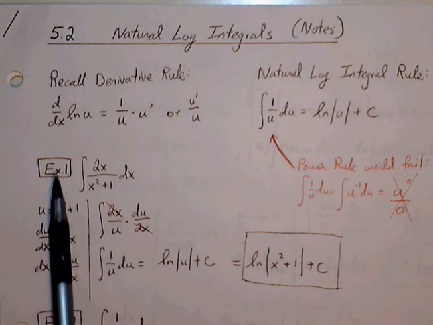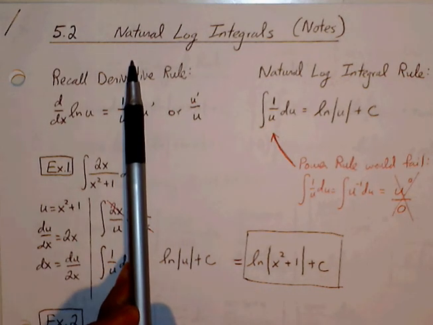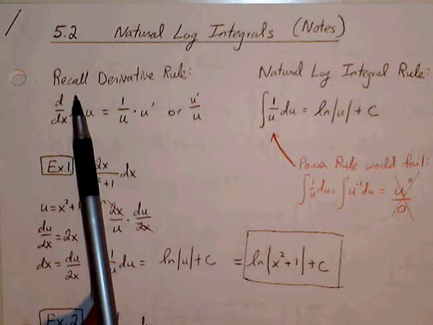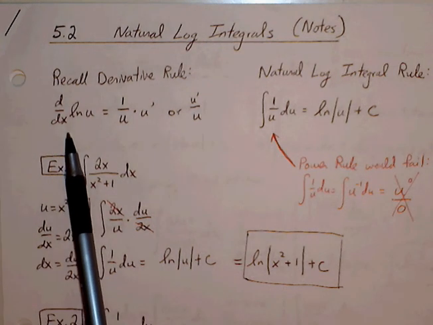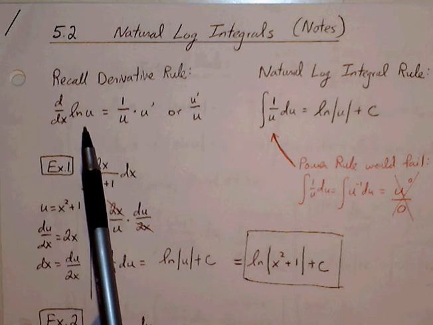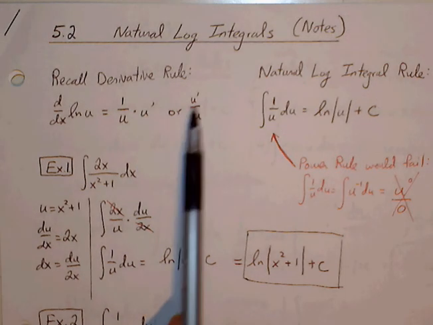All right, these are notes from chapter 5.2, natural log integrals. So first, recall the derivative rule from first semester where we said that the derivative of natural log of u is simply equal to 1 over u times u prime, or u prime over u.